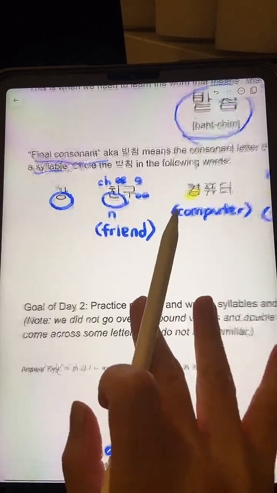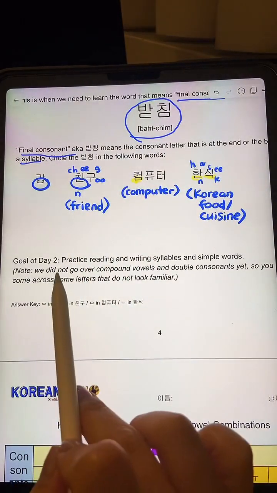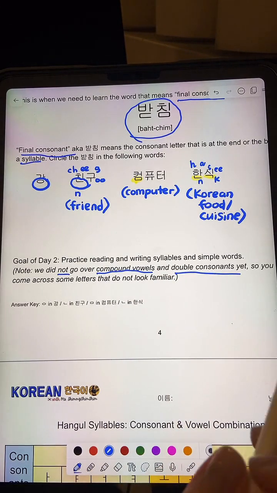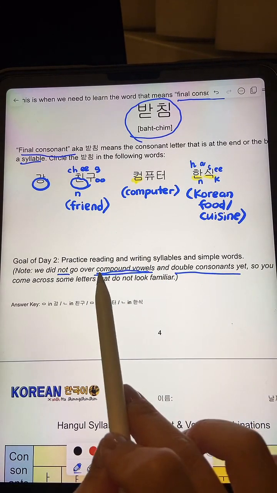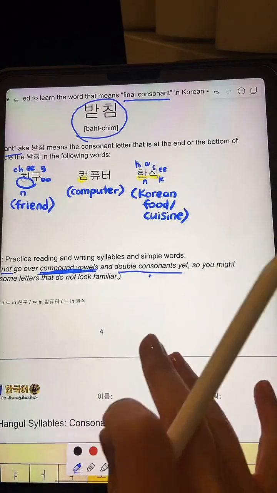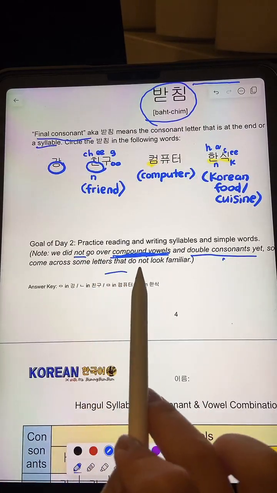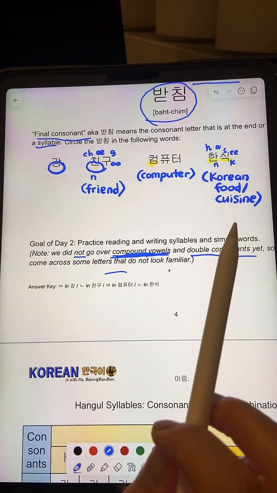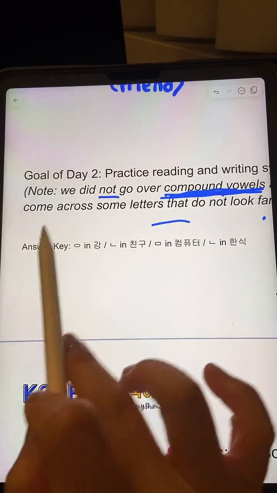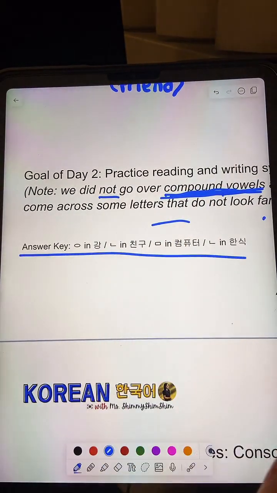Okay? But one thing you should note, we did not go over compound vowels and double consonants yet. So yes, there are a little bit more to the alphabet, compound vowels and the double consonants. So you might come across some letters that don't look familiar. And if you were doing this by yourself and you wanted to know what the answers were for the above 받침, answers are here.